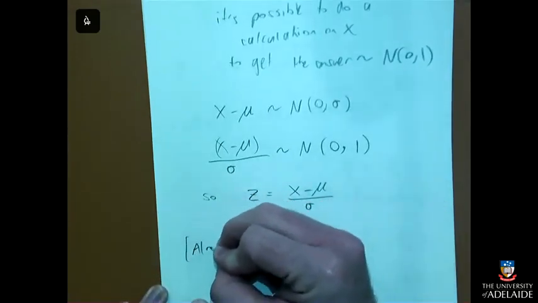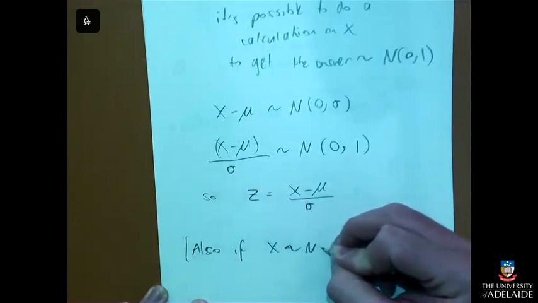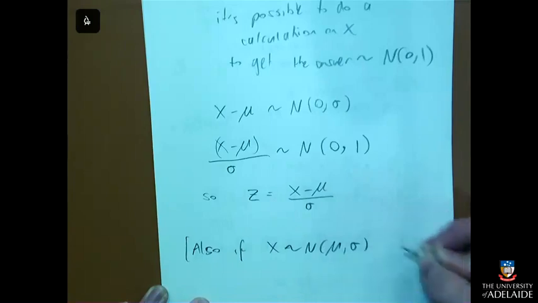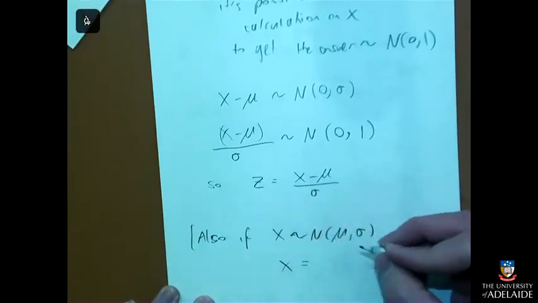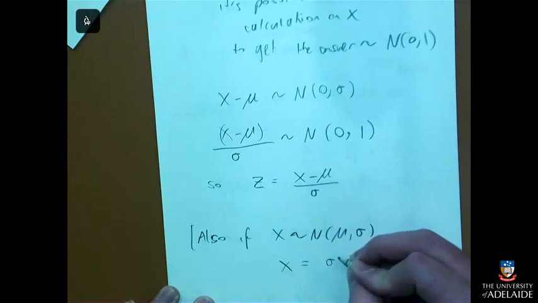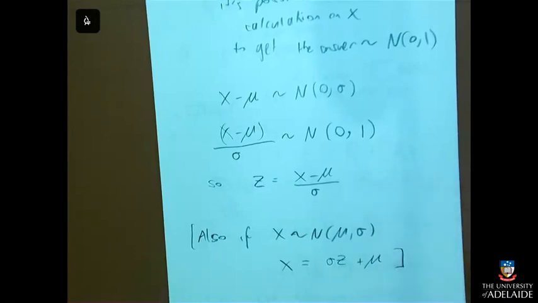just as an aside, also if X is a normal distribution with mean mu and standard deviation sigma, then you are guaranteed that X is going to be the same as calculating sigma times Z plus the mean. That's just rearranging this formula. But that tells you how to get from the standard normal distribution to any normal distribution you would desire to make.